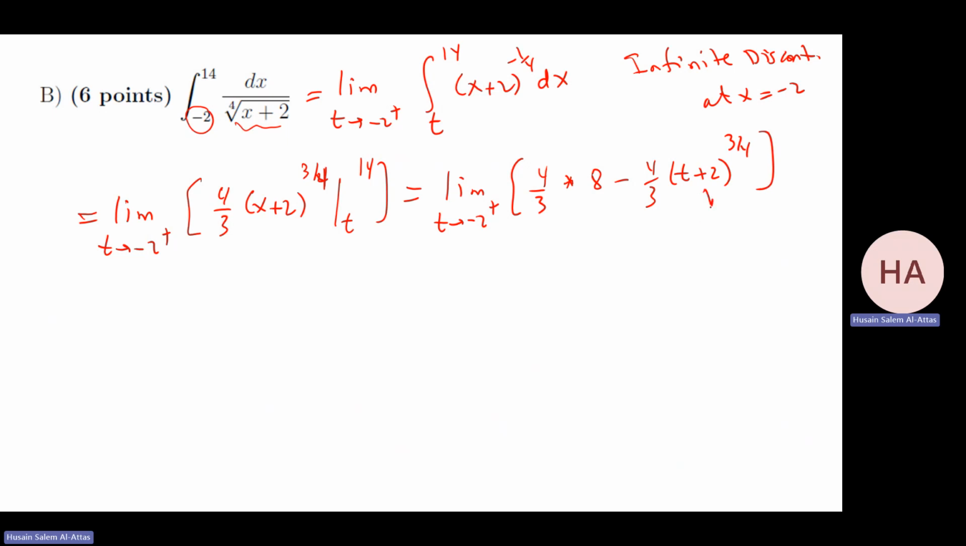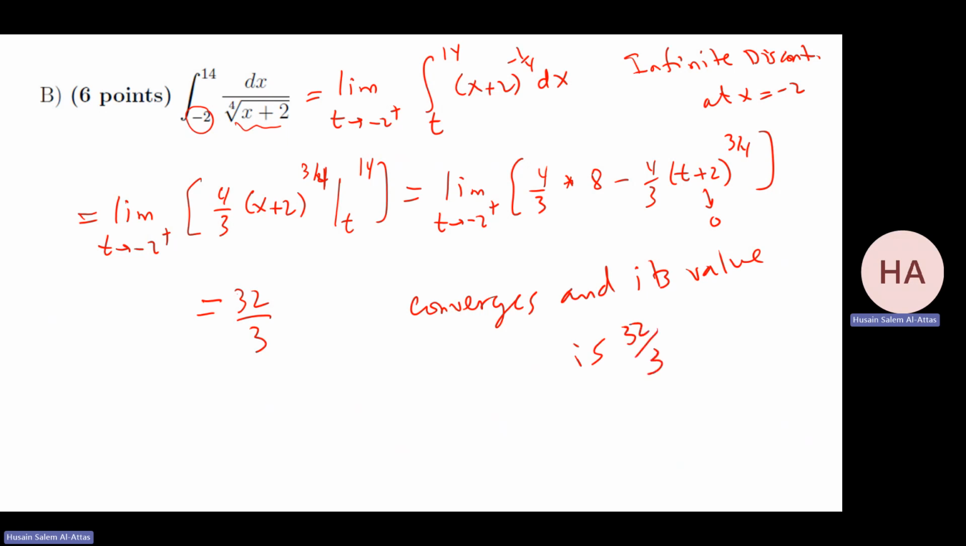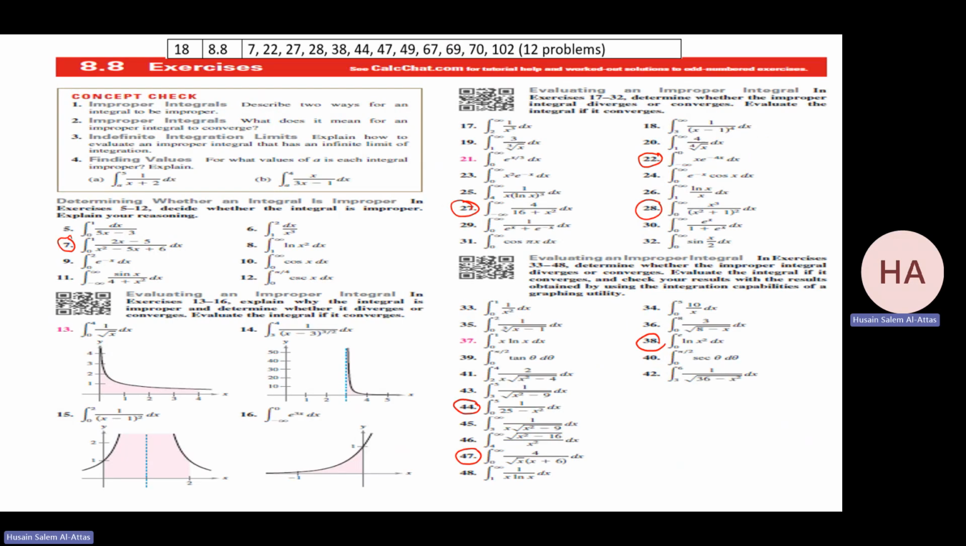Very clear, this goes to 0. So you have what? 32/3. So it converges, and its value is 32/3. Yeah, the remaining is just questions from the book.